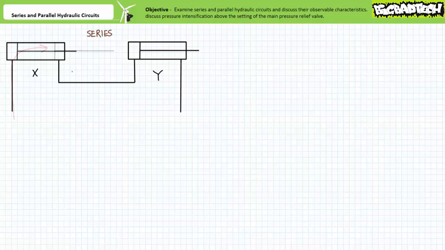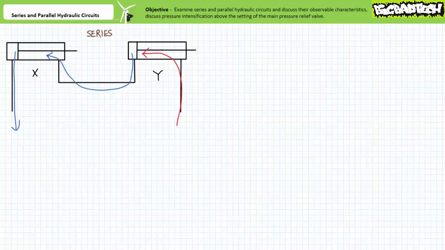Allow me to demonstrate. As pressurized liquid enters the cap end of cylinder X, it acts to extend rod X. As rod X extends, a quantity of fluid is simultaneously forced out of the rod end of cylinder X. Given liquid is to be considered incompressible, pressurized fluid enters the cap end of cylinder Y. As pressurized liquid enters the cap end of cylinder Y, it acts to extend rod Y. Although I drew these steps individually, in reality it occurs simultaneously.